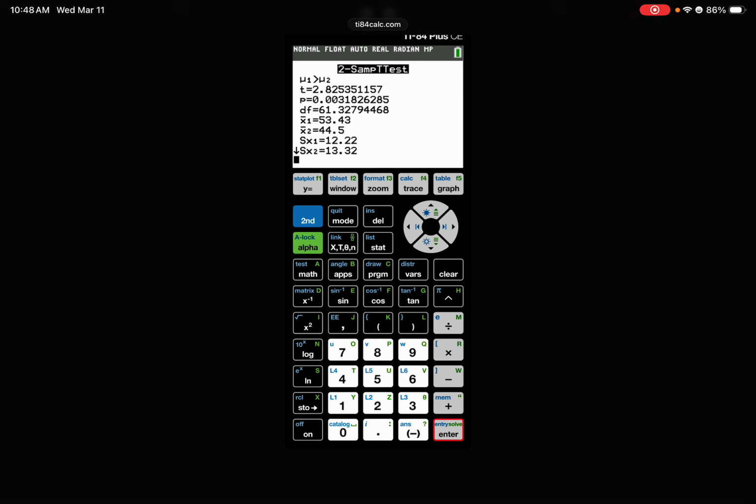So we are interested in the test statistic, which is t. So t is equal to 2.825, which is exactly what we said it was last time. And our p-value is right below it. It says p equals 0.003.